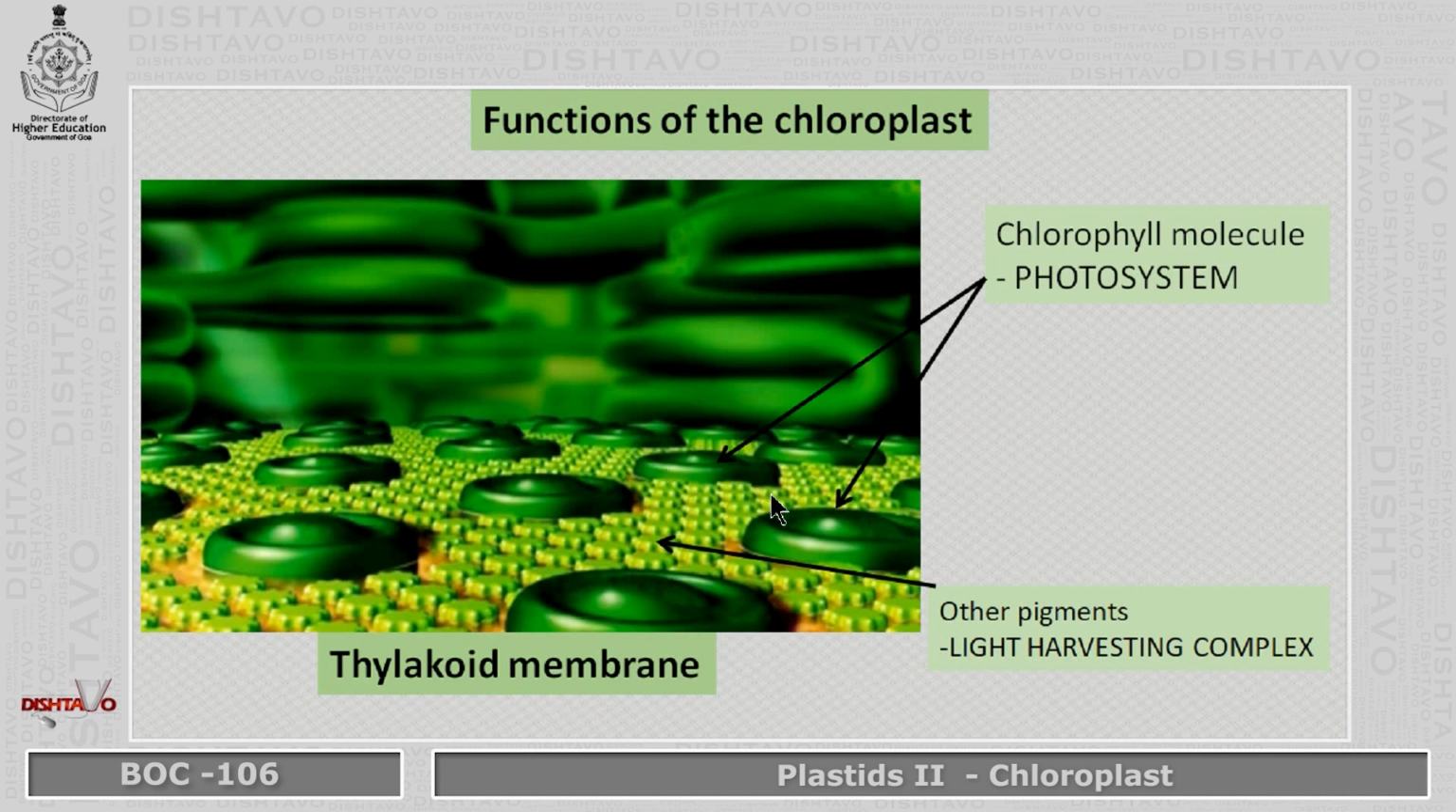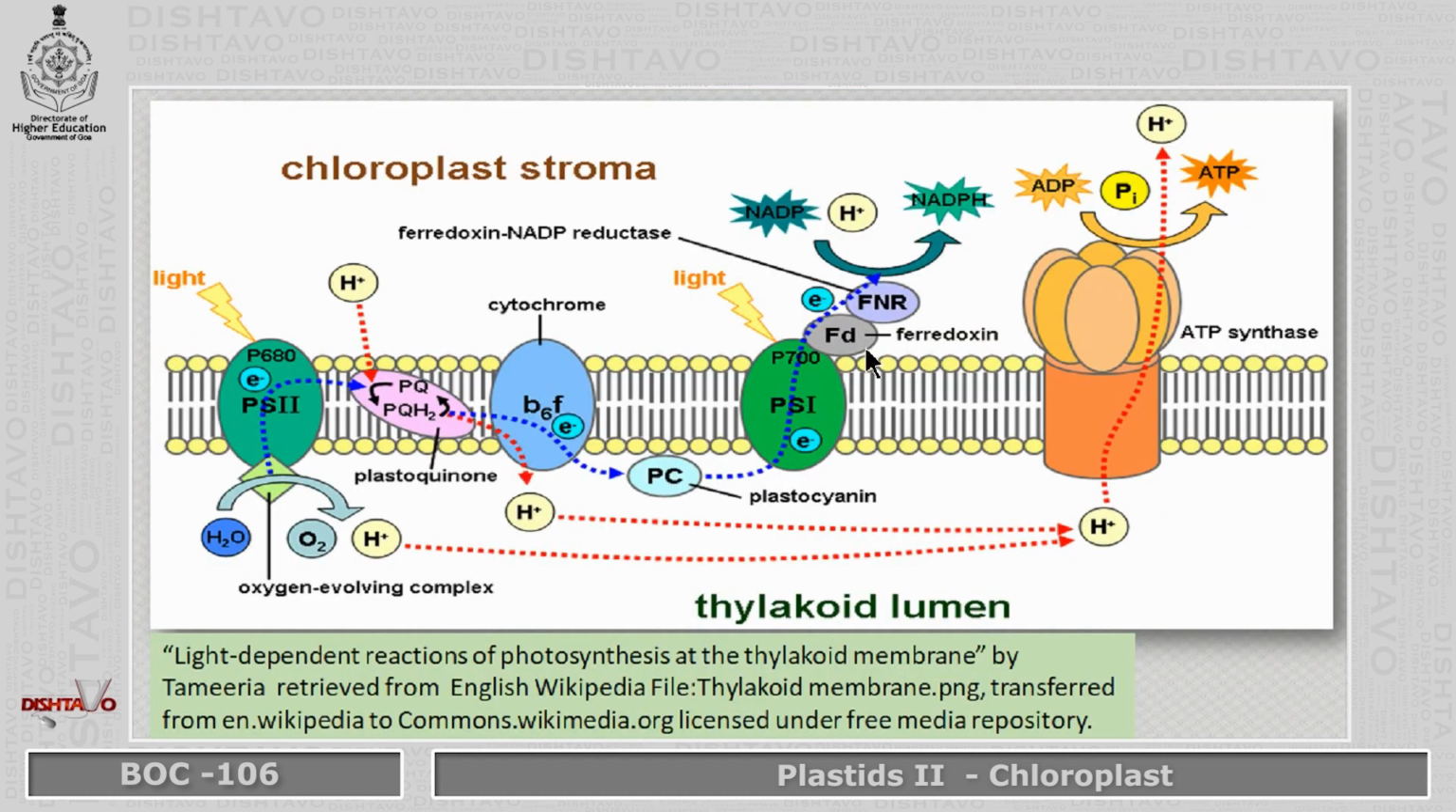Now, if you look at the function of the chloroplast, it is because of the chlorophyll molecule and the photosystem. Here you see the other pigments, and here you see the chlorophyll A pigment, which absorbs light. So here they harvest the light and pass it over to this chlorophyll molecule, and it is here, on the thylakoid membrane. That's very important, and photosynthesis actually starts taking place here.